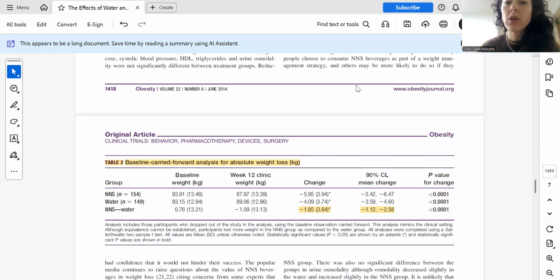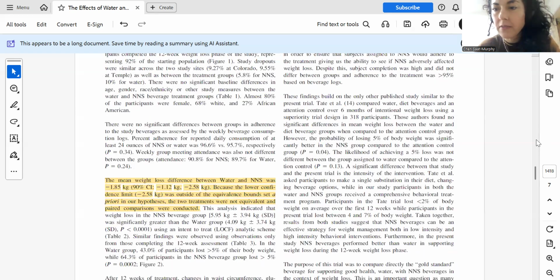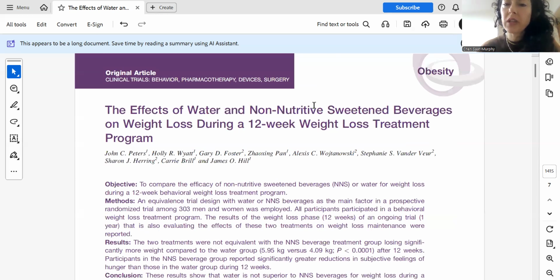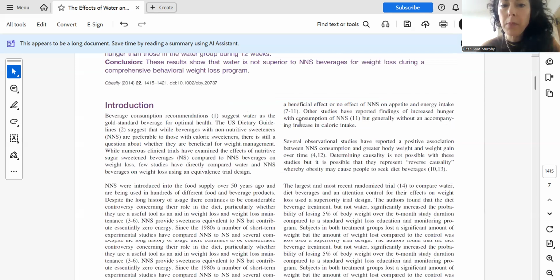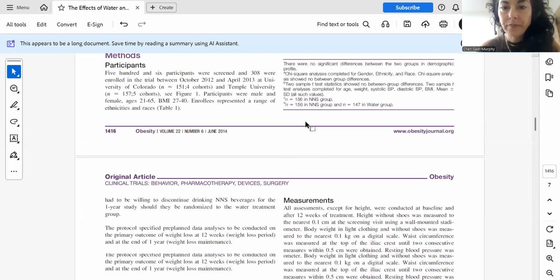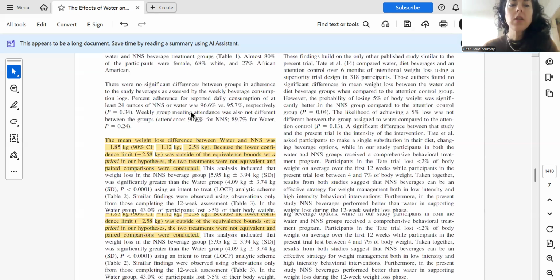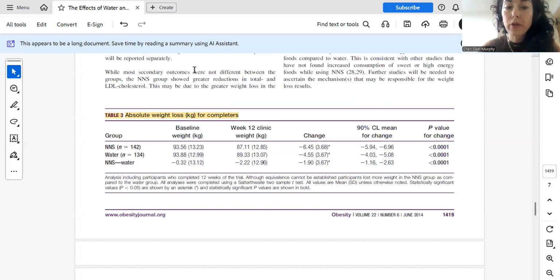So these are the results from that study, about the effect of water versus non-nutritive sweetened beverages on weight loss. As you can see in the paper, there are two tables showing slightly different results. There's table number 2 and there's table number 3.